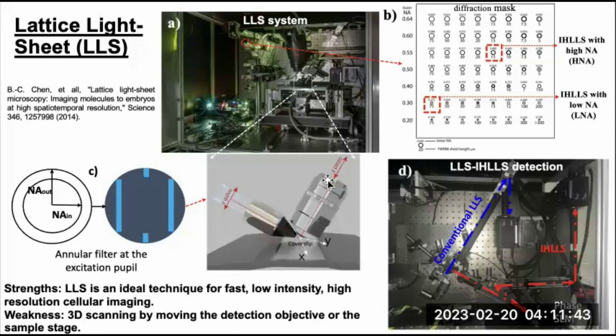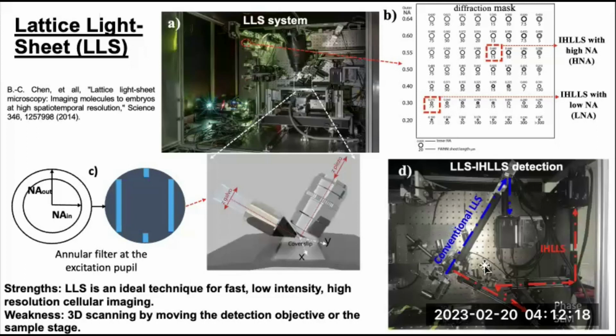Lattice light sheet is an ideal technique for fast, low-intensity, high-resolution cellular imaging, but the drawback is that the 3D scanning is done by moving the detection objective or the sample stage, and it has a small field of view, which is ideal for subcellular imaging of a single cell or cluster of cells. Therefore, we thought of a different modality of how to perform 3D imaging without moving the detection objective and how to expand the field of view.